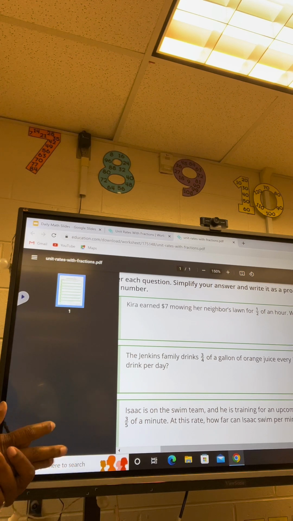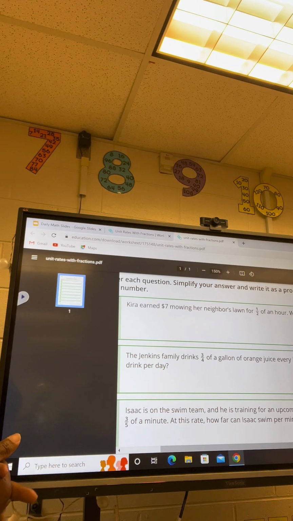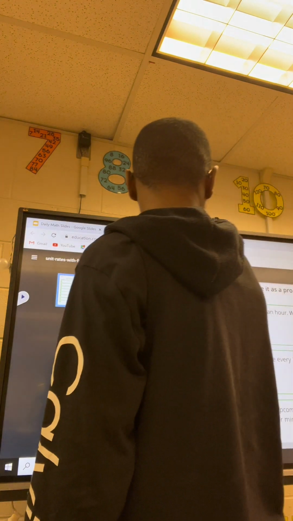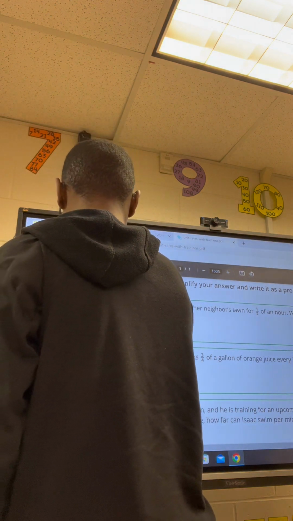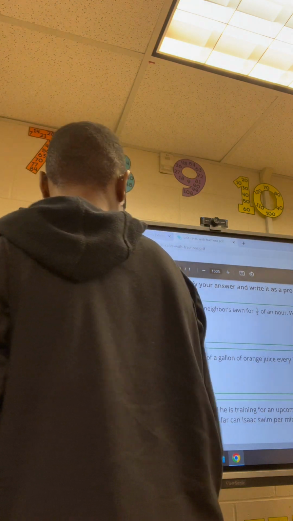All right, number 2 says the Jenkins family drink 3/4 of a gallon of orange juice every 3 days. How much orange juice do they drink per day? And Wesley is going to work this one out for us. If he gets confused, we're going to step in and we're going to help him. Come on, Wesley. Okay, so I'm gonna set it up as a proportion. I'll put 3/4 of a gallon.